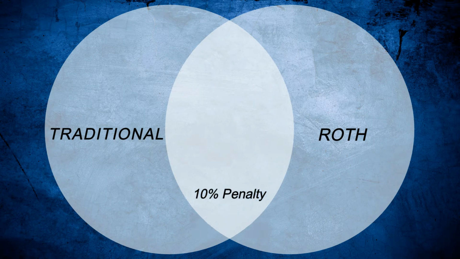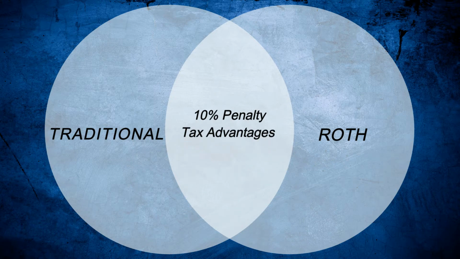The next similarity is that they both have a 10% penalty if you withdraw your earnings before age 59 and a half. So withdrawing your money early should be the last option if you need money for an emergency. Another similarity is that they both have tax advantages. And one last similarity is that there is no age restriction on contributions.